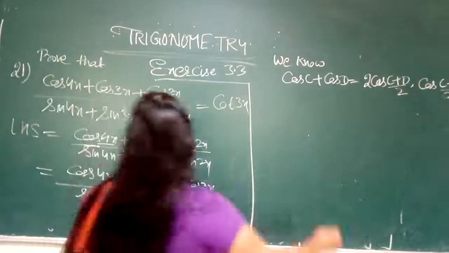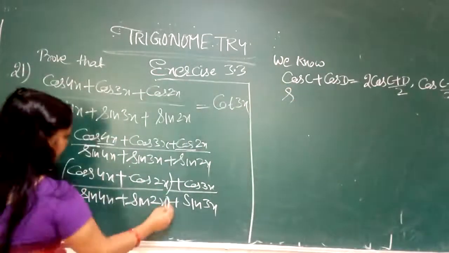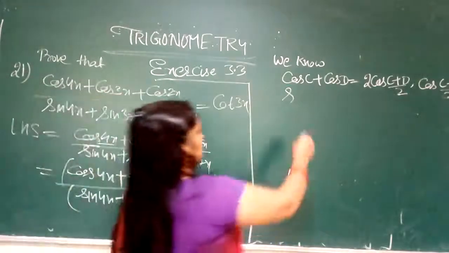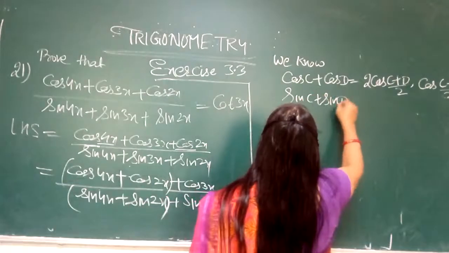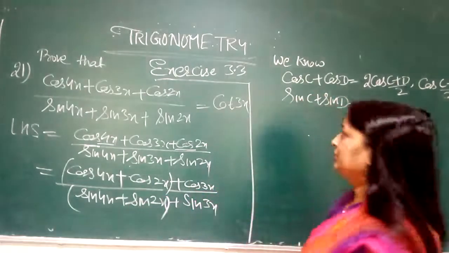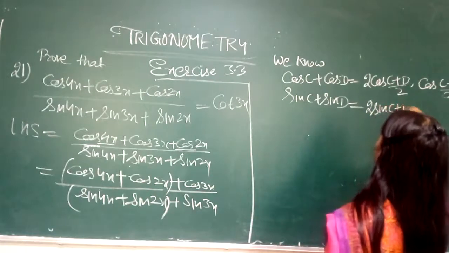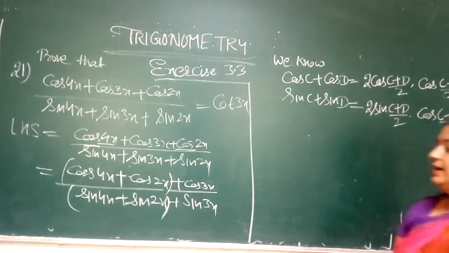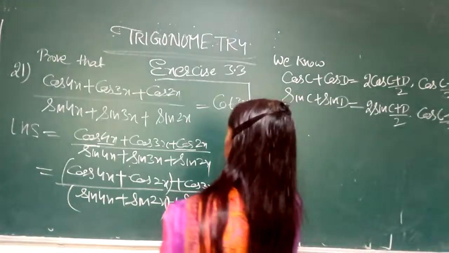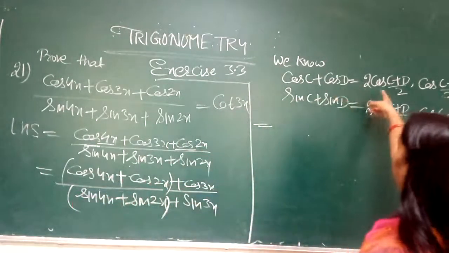Second is sin C plus sin D. Here we will apply the formula in these two terms. So sin will not come along. We apply the formula 2 sin (C plus D) by 2 into cos (C minus D) by 2. After that, apply the formula here. What will come here? Cos C plus cos D. We are applying this formula.